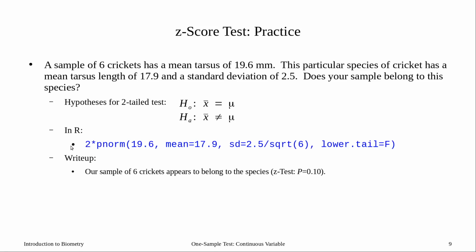So once we have our p-value, we do our write-up. So this would be a write-up that I might use. Our sample of 6 crickets appears to belong to the species. Z-test, p is equal to 0.10. Now I rounded to 2 decimal places because, again, our p-value is greater than 0.05, so we only go to 2 decimal places. So now, pause this video and work on the second example.